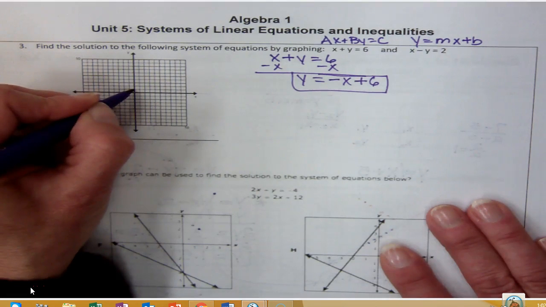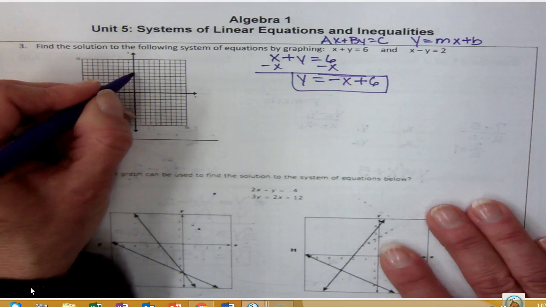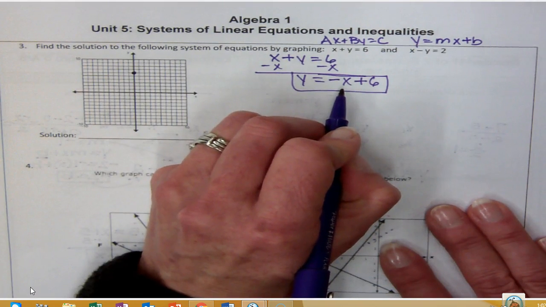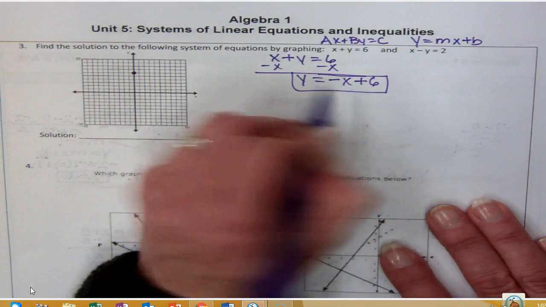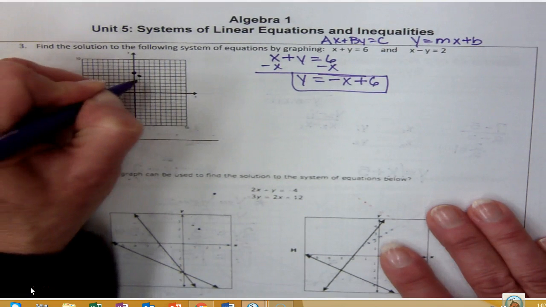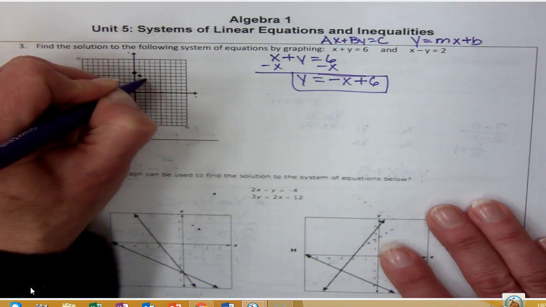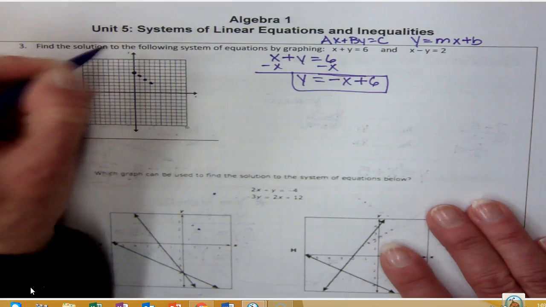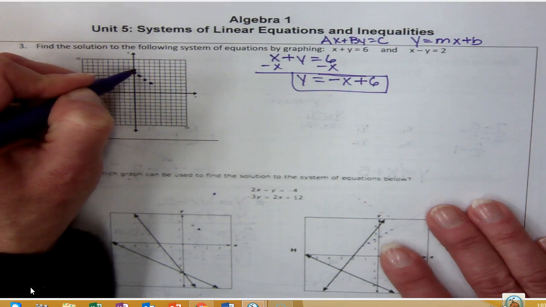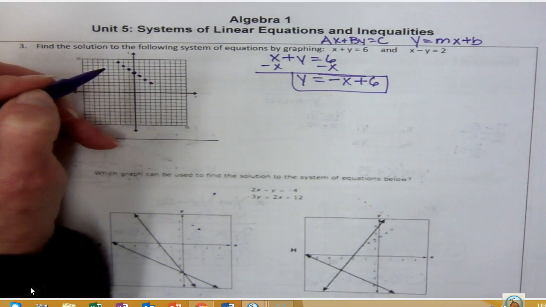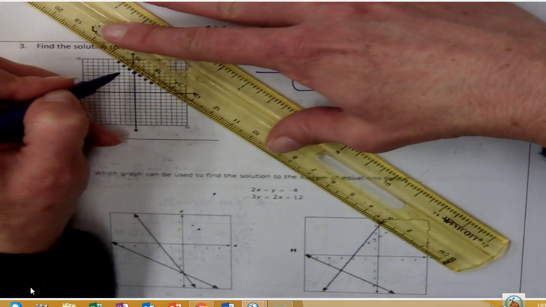I go up to positive 6. 1, 2, 3, 4, 5, 6. I plot my point. Then I can look at my slope, and I see that it's negative 1. So I'm going to go down 1, positive 1. Negative 1 is my rise, positive 1 is my run. Or positive 1 is my rise, negative 1 is my run. Up and to the left, as long as one is positive and one is negative.